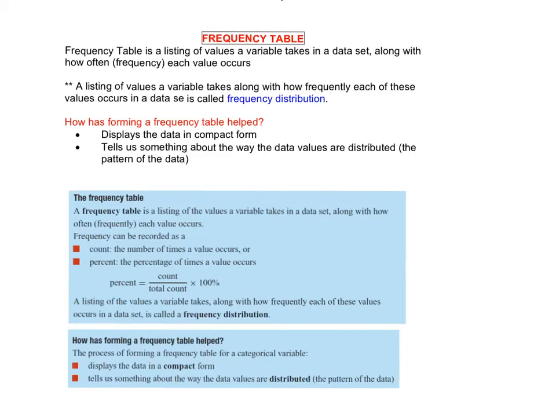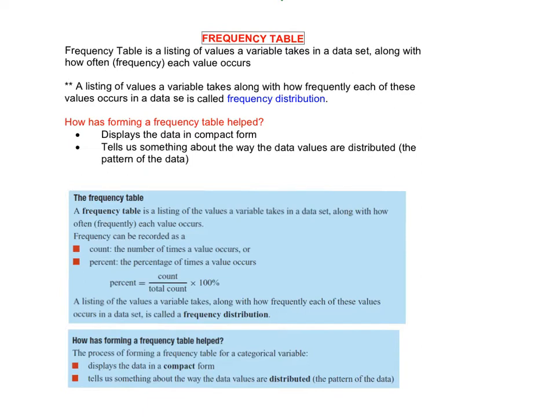So today we are looking at how we can display certain types of data in a frequency table. Okay, so a frequency table tells us a listing of values that a variable takes on in a data set, along with how often it happens.